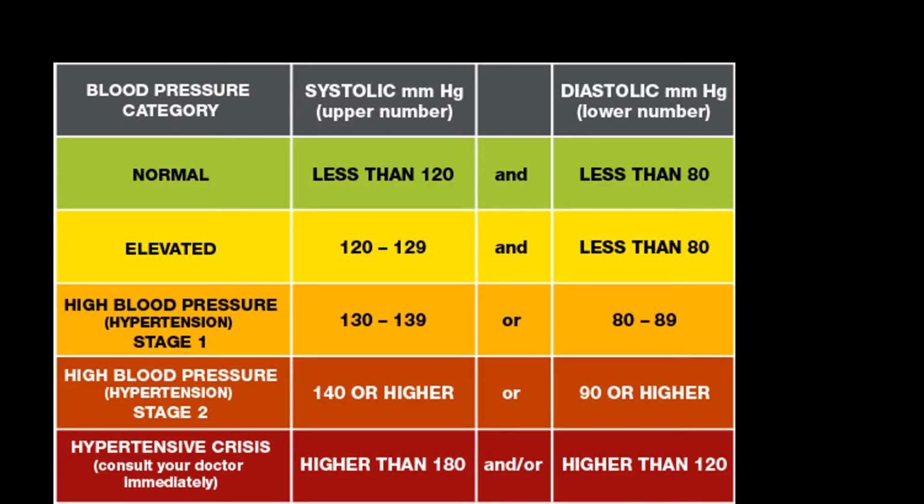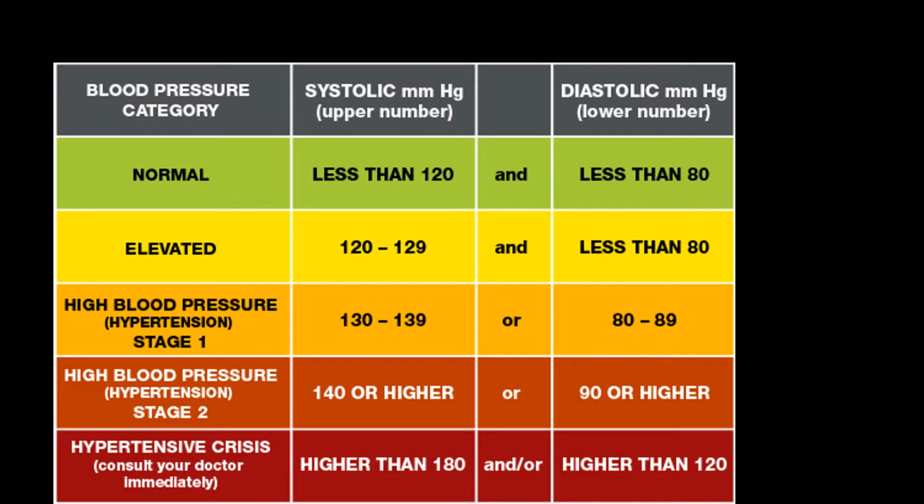So here we see categories of blood pressure. We know a normal blood pressure is supposed to be: the systolic blood pressure, which is the first number that comes up, should be less than 120, and the diastolic should be less than 80. We classify a blood pressure as elevated if the systolic is between 120 to 129 and the diastolic is less than 80.